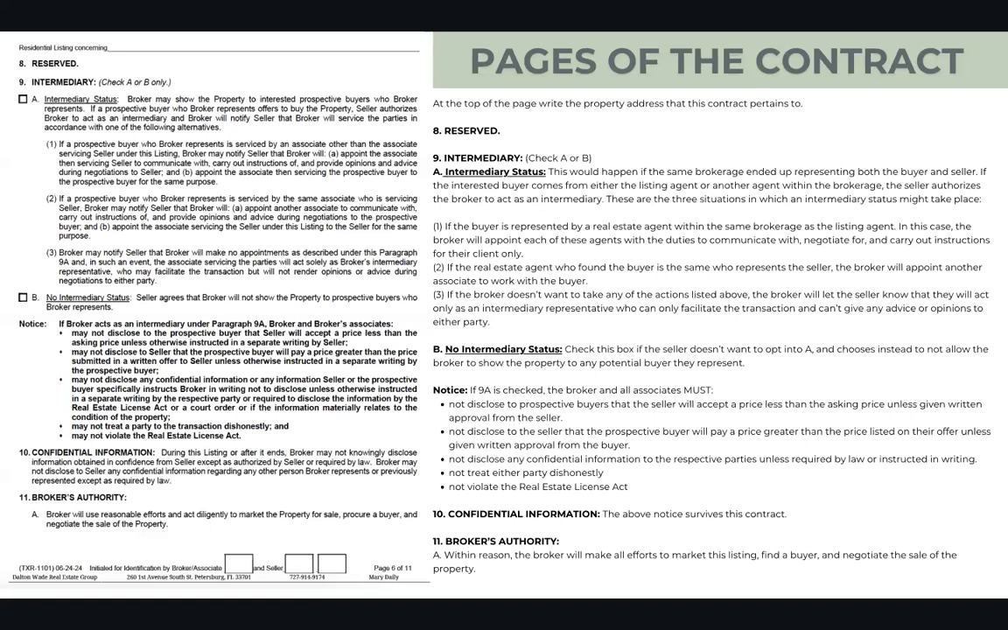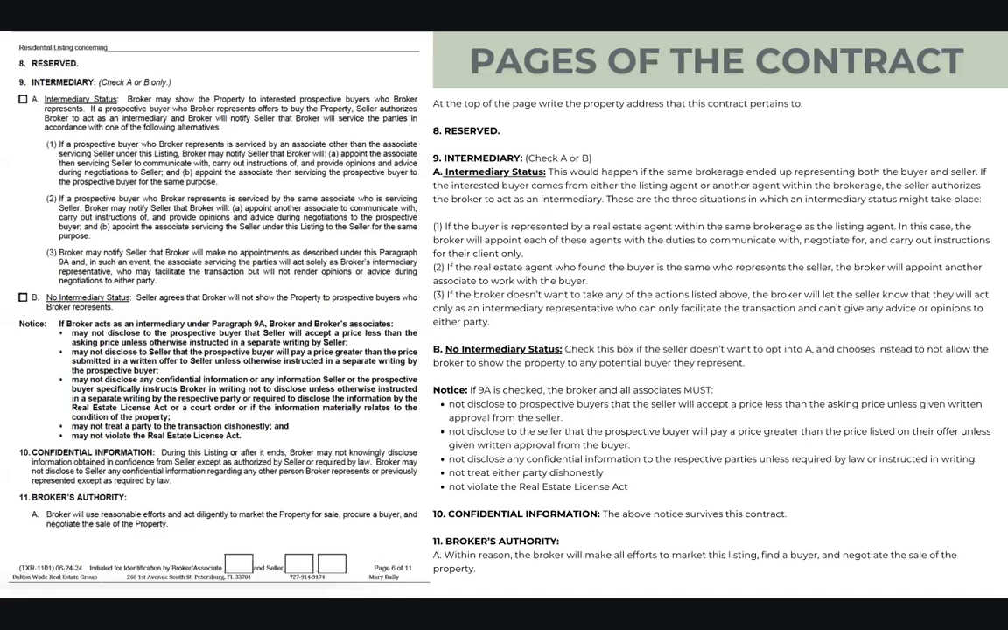And so that would be A, and then B is going to be no intermediary status. So you're going to check this box if the seller doesn't want to opt into A and chooses instead to not allow the broker to show the property to any potential buyer they represent.